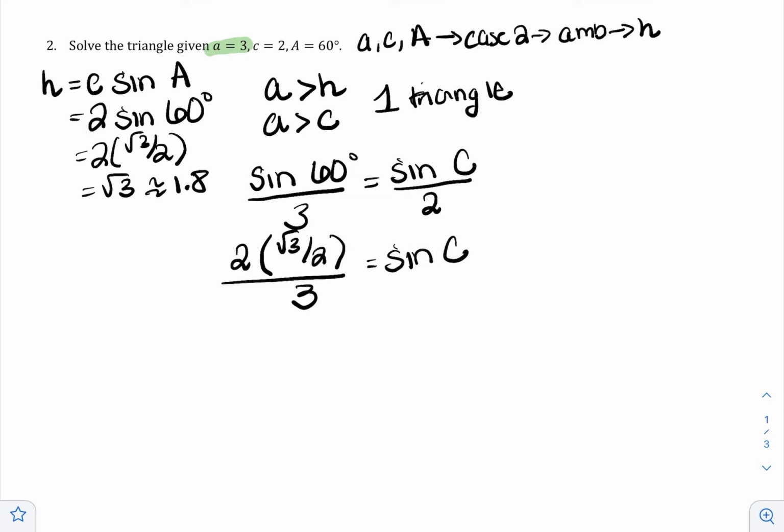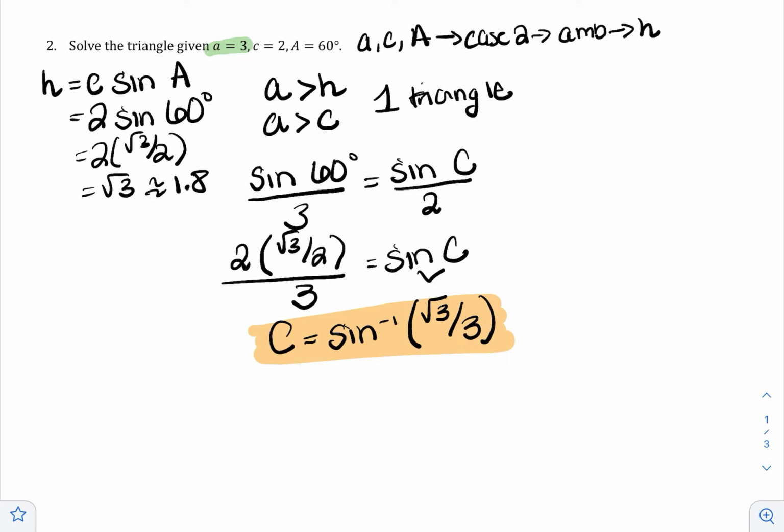And then the only way to unglue a trig function from its angle is to inverse. So I'm going to have C is equal to sine inverse square root of 3 over 3 because the 2's cancel out. Okay, and here is my calculator ready form for angle C. Next, I'm going to find the last angle. The last angle is always the easiest because we just need to subtract from 180. So 180 minus 60 minus C. So B is 120 minus C.